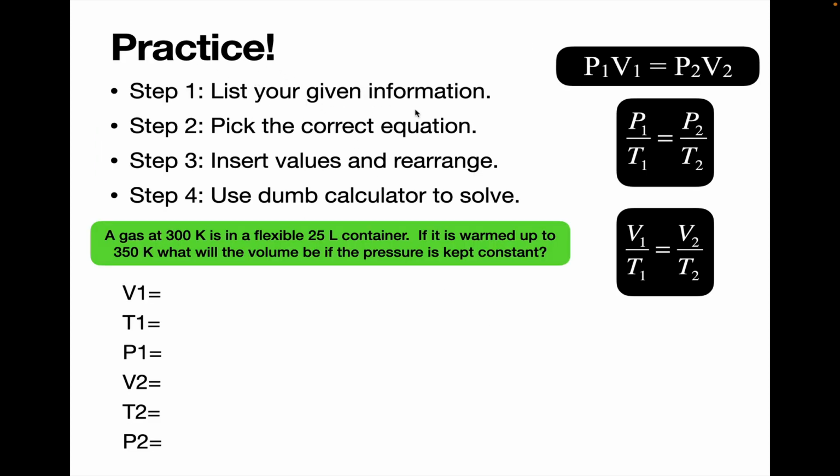So first thing we want to do is list what we're given for our information, pick the correct equation, insert the values, rearrange if we have to. These are just simple equations, so we may have to rearrange. And then we're going to use the dumb calculator to solve them.